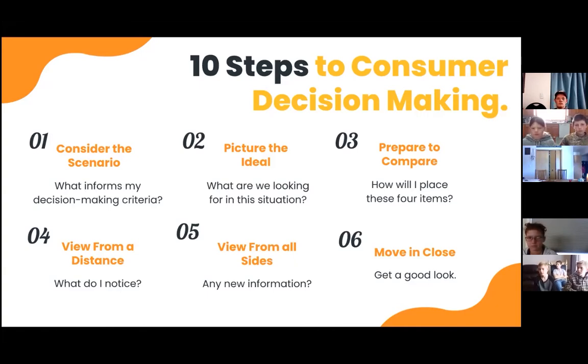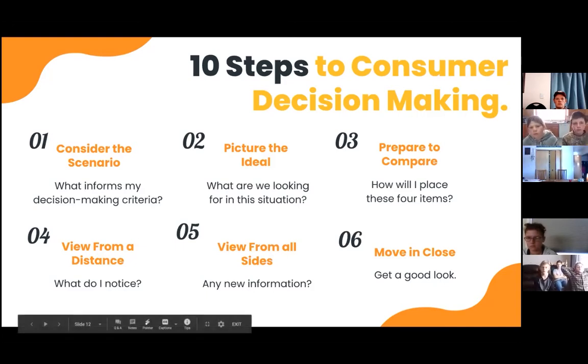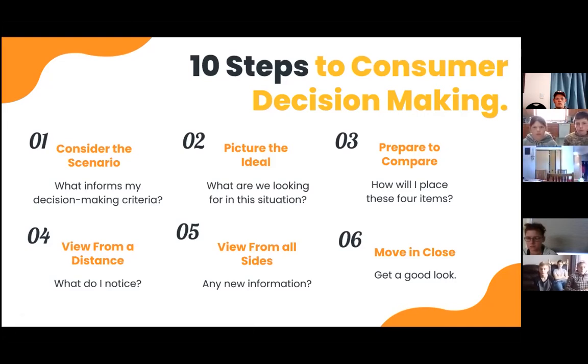Once again, move back and view them from a distance. Are there noticeable differences between the 4 items, or are they all very similar? View from all sides as well. Walk around the items. Is there something important that you might have missed if you had just viewed them from one spot? Does one of the tires have raised lettering or a white wall?